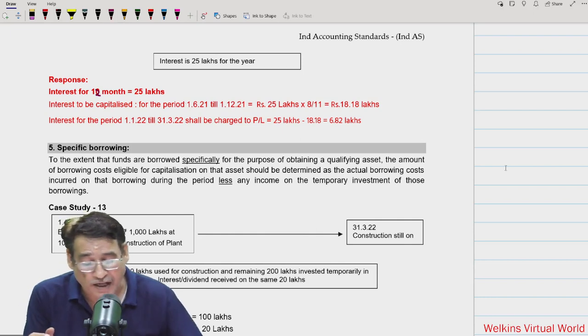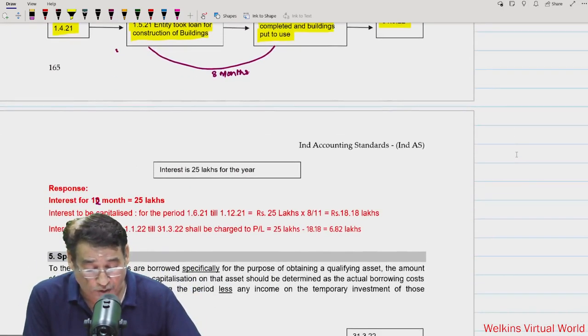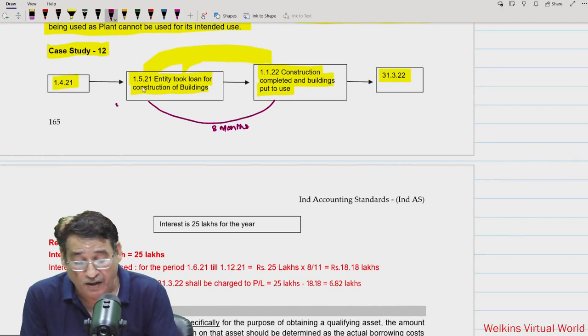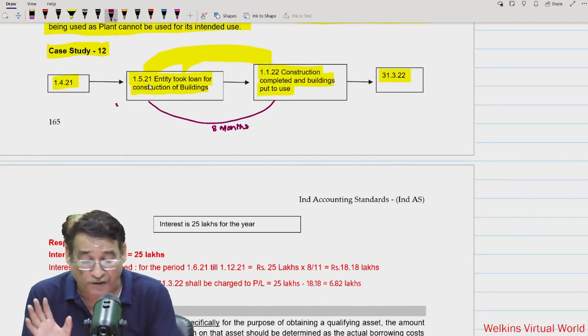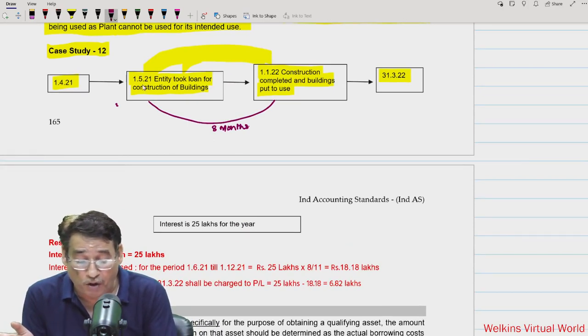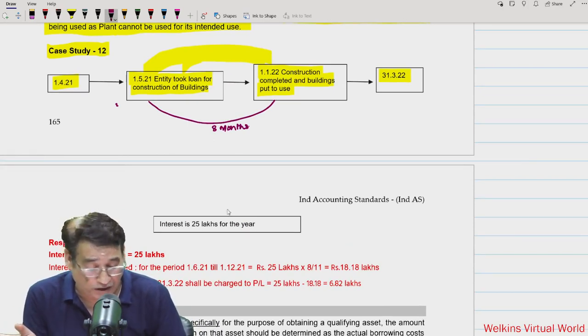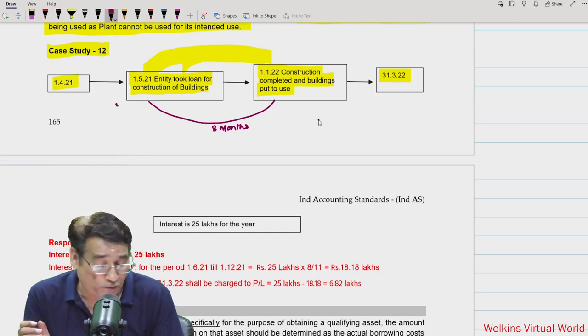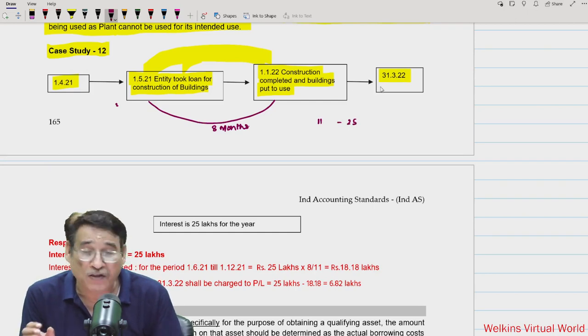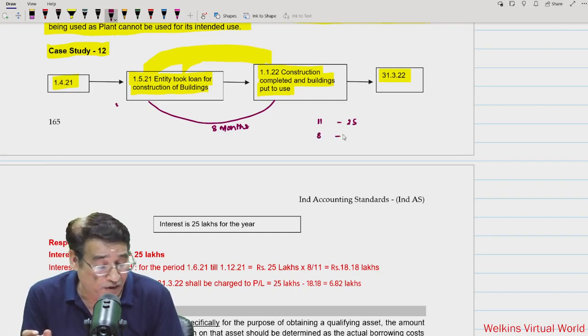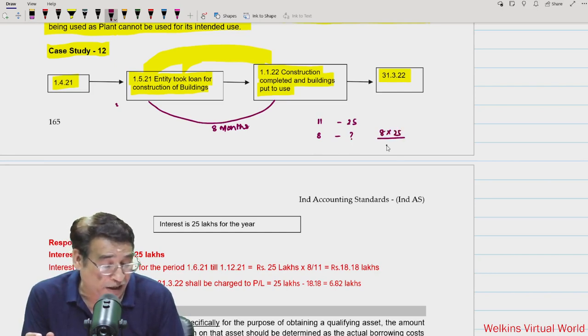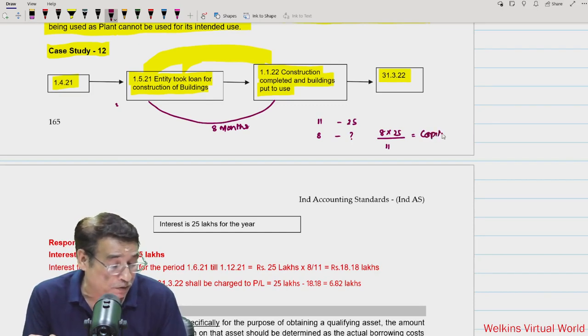Now your answer should be, because it is given to you, interest is 25 lakh for the year. In fact, we took the loan on 1/5/2021. I'm extremely sorry, we took the loan on 1/5/2021. That means this interest is for 11 months. So for 11 months, the interest is 25 lakhs. And out of these 11 months, what will be the interest for 8 months? 8 into 25 lakh divided by 11, this much of interest will be capitalized.